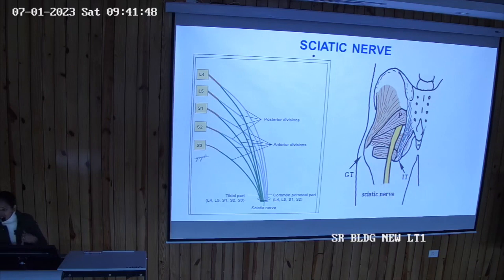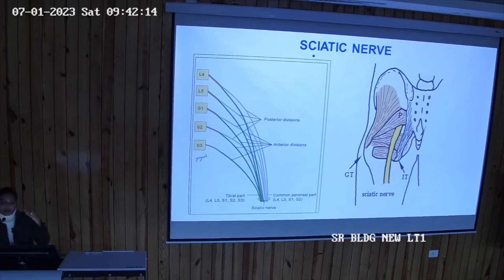Root value of sciatic will be L4 to S3. Root value of tibial nerve will be L4 to S3, and root value of common peroneal will be L4 to S2. Common peroneal and tibial nerve both are the terminal branches of the sciatic nerve. So this is the origin of sciatic nerve.